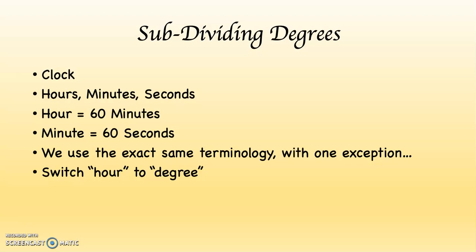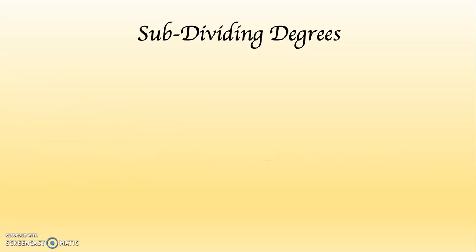Now, of course, we're not talking about a specific place in time. We're talking about a specific place on the surface of the planet. So we're talking about distance on the planet versus time, but the terminology is the same. And it has the same basic idea behind it, which is to get to a very specific place on Earth. With time, it's to get to a very specific place in time. 11:47 and 27 seconds a.m., right? It's a very specific place in time.